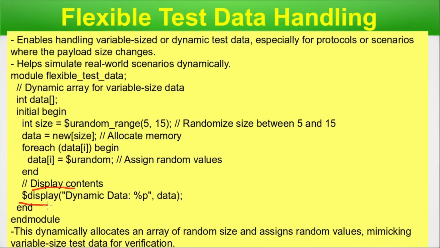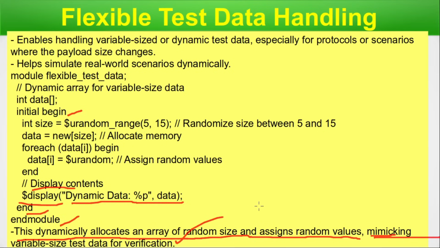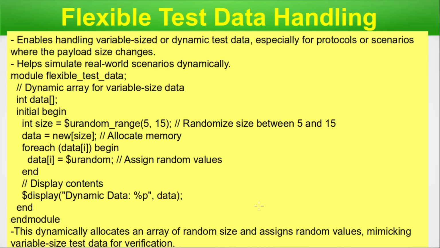For that, we use the display, which acts like a printf function, and there we print the data, and we end the initial block here, and then we end the module. This dynamically allocates an array of random size and assigns random values, mimicking the variable size test data verification. This ensures our verification reflects real-world cases, making the design more robust under dynamic traffic conditions.